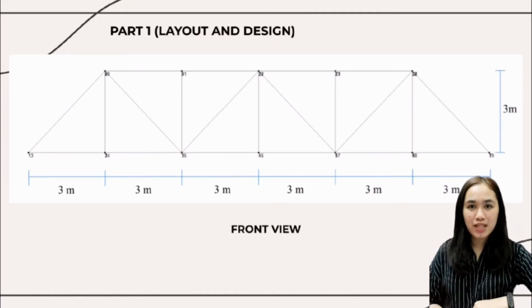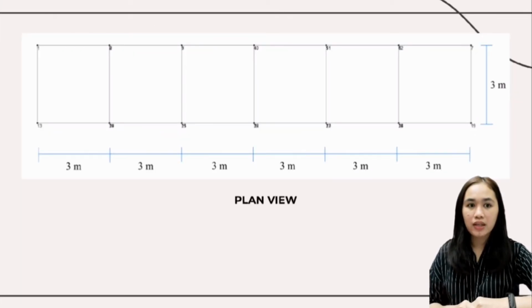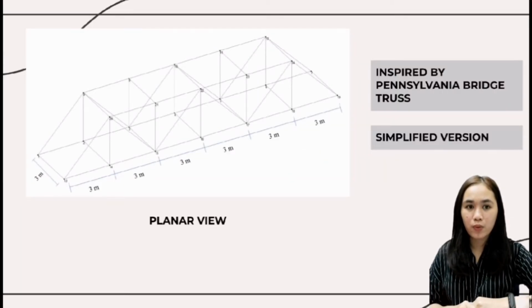Hello, my name is Patricia Lija, matric number CF200189. Today I would like to present part 1, which is the layout design for our bridge truss design project. As you can see here, this is the front view of our bridge truss. This is the plan view, and lastly, this is the planar view. This bridge truss design is inspired by the Pennsylvania bridge truss. Our bridge truss design is a simplified version of the Pennsylvania bridge truss.